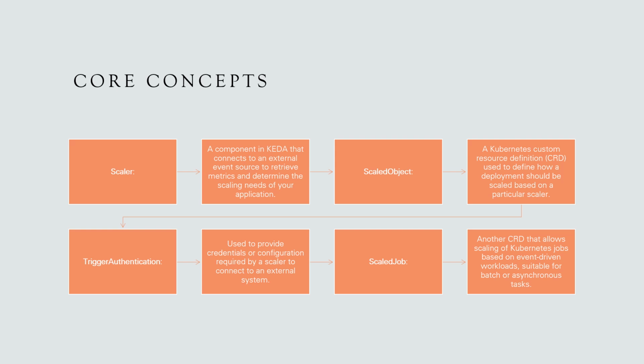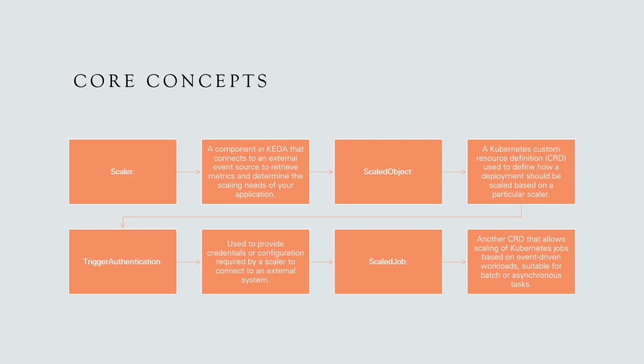How KEDA works. Metric scraping: KEDA scrapes metrics or listens to events from external sources using its scalers. Dynamic scaling: based on thresholds defined in a ScaledObject or ScaledJob, KEDA dynamically adjusts the number of pods or jobs. Zero scaling: if no events are detected, KEDA can scale workloads down to zero to conserve resources.